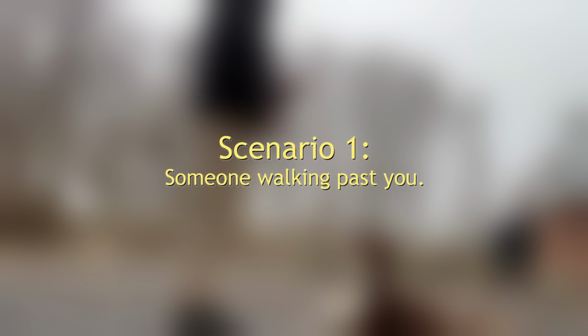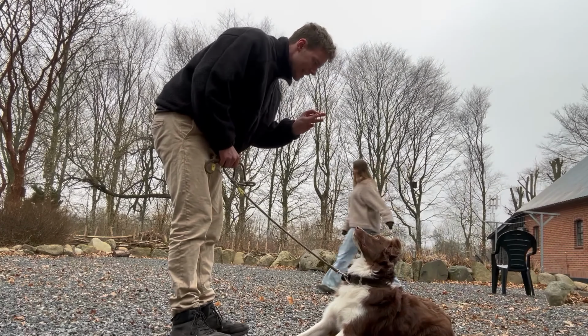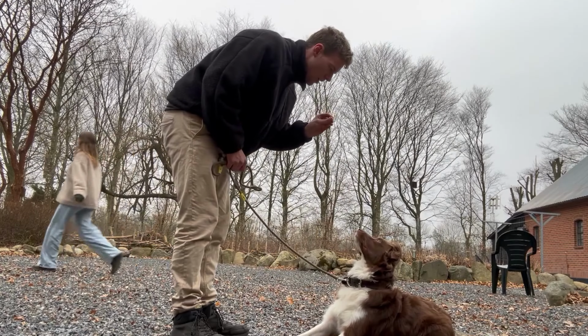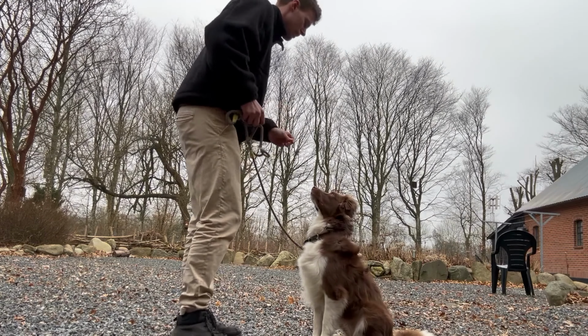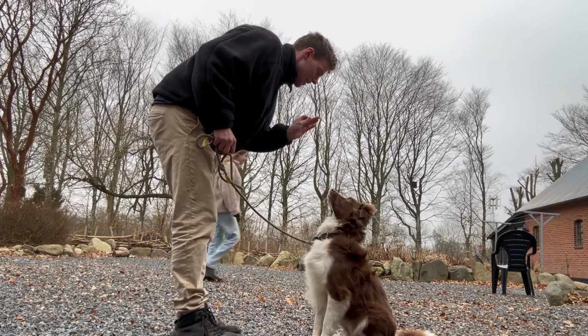Start with an easy one. Begin by having someone simply walk past you while you keep your dog's attention on you. With this training, you basically only have to do two things. Correct your dog when it wants to react or is reacting to things happening around you, and reward your dog when it keeps its attention on you and ignores everything happening around it.